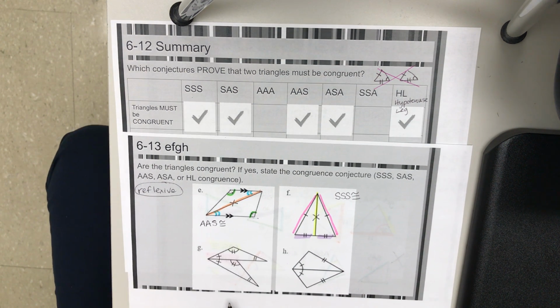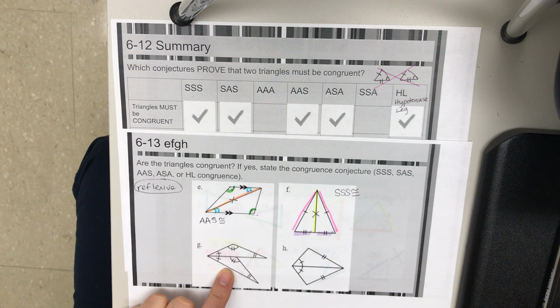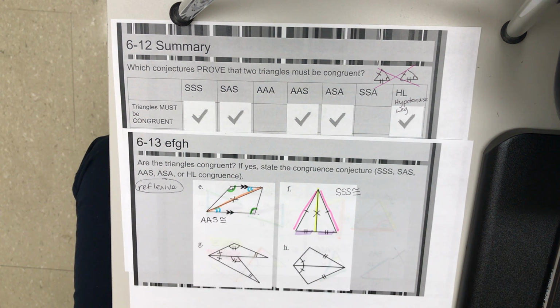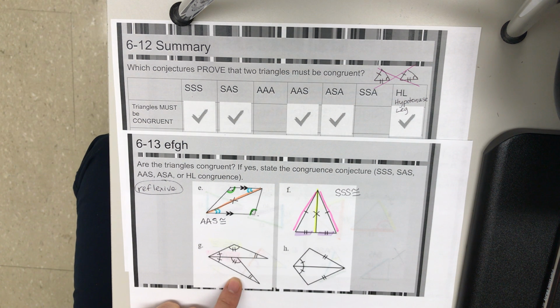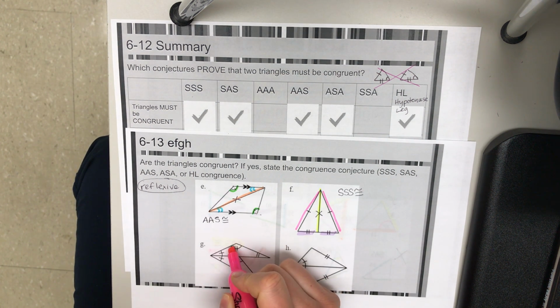Okay? All right. Oh man, gee, that looks kind of funny. I got to be careful with this one. So I have these angles that are the same.